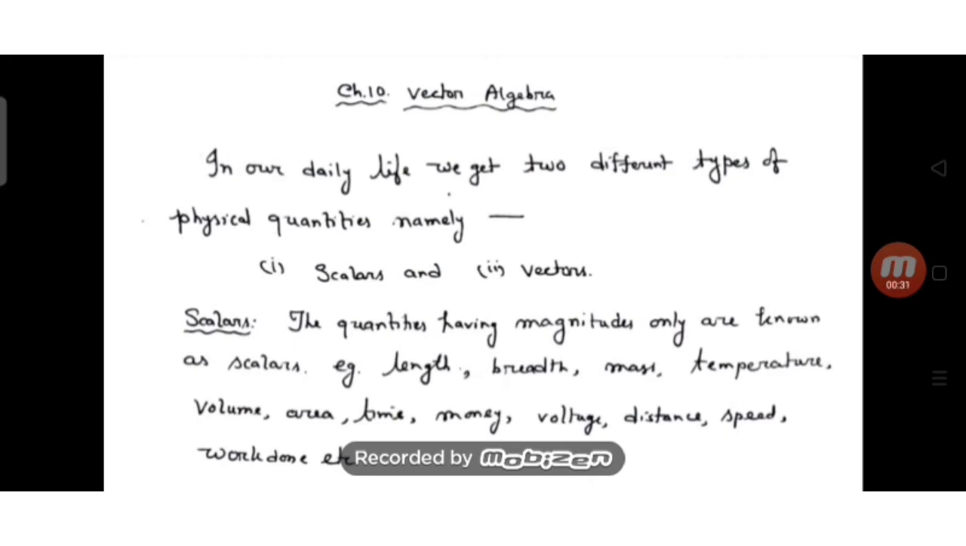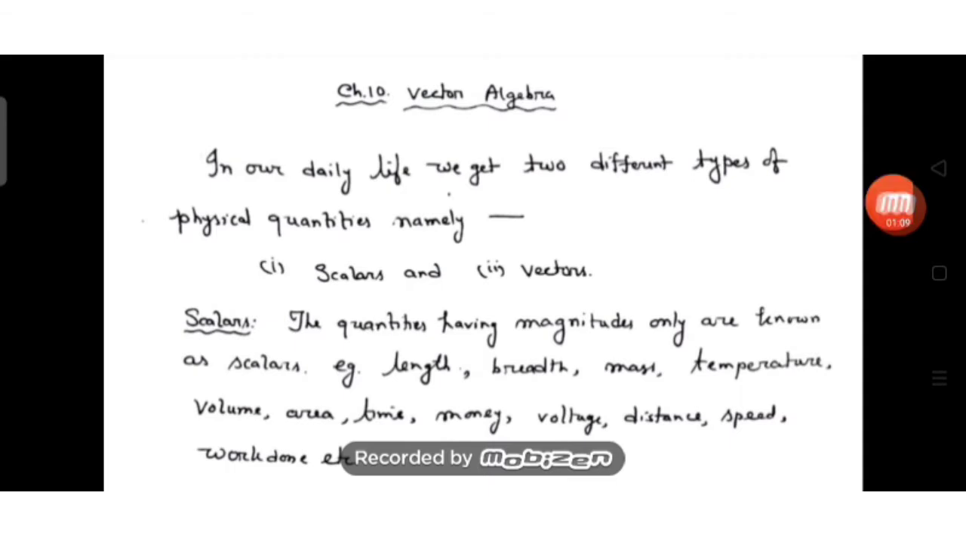First we have to know the meaning of scalars and vectors, or what scalar quantities and vector quantities are. First I am going to tell you about the scalar quantity. Scalar quantity means the quantities having magnitude only are known as scalars. That means there are some physical quantities we use in our daily life which have only magnitude. Those quantities are known as scalars.